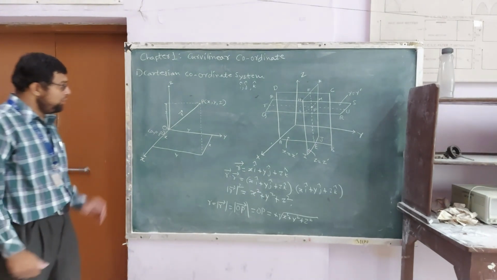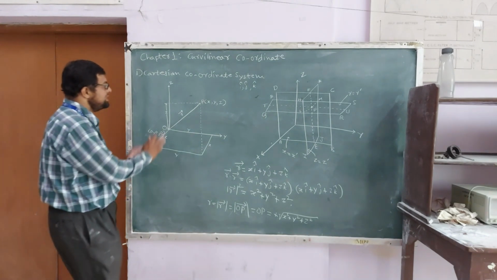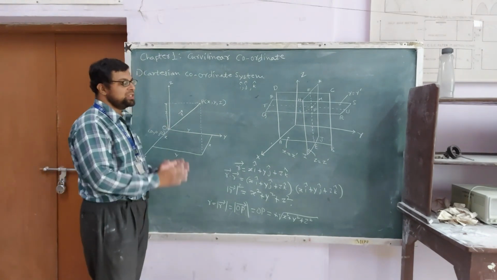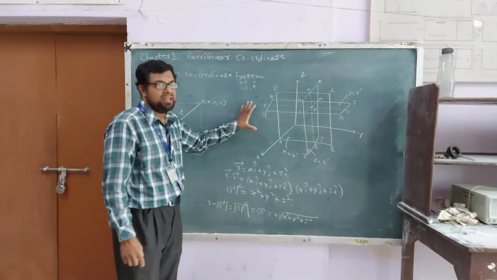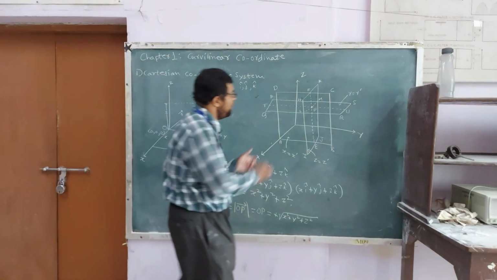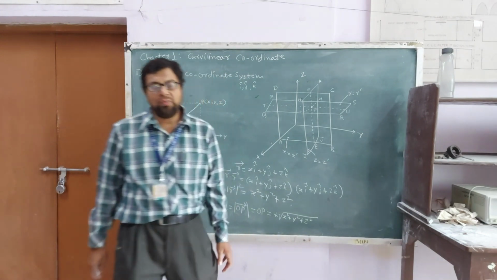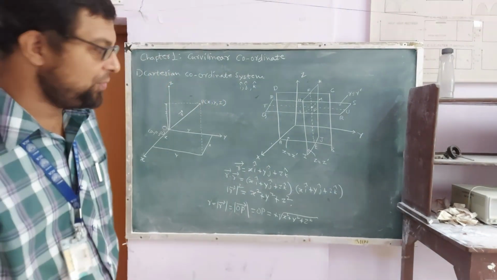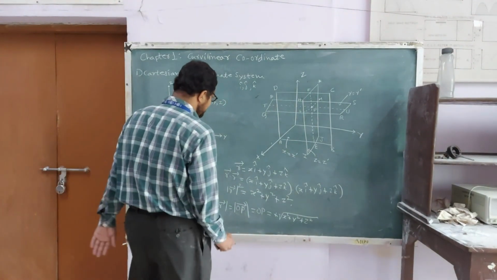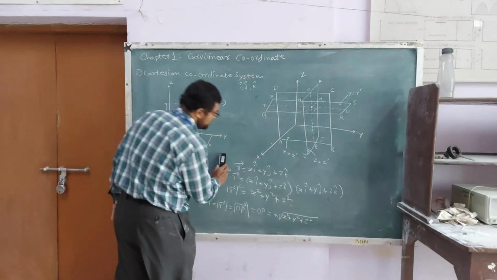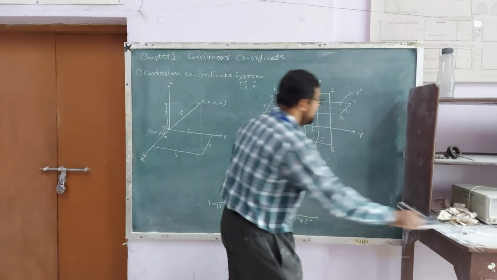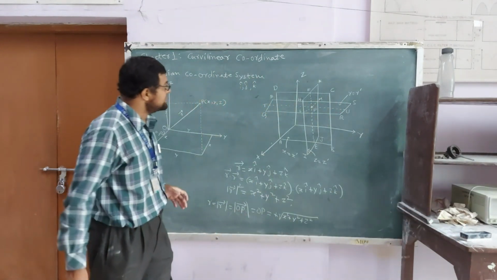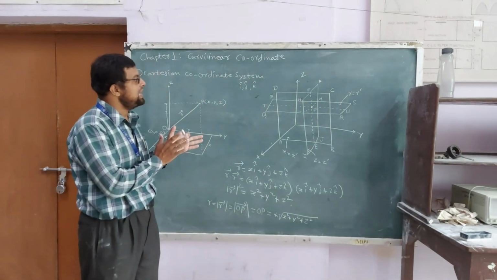Okay. Now any point can be considered as a point of intersection of three different planes. So that is what I have drawn here. To save time, I have already drawn this here. So we shall consider the three different planes. I can explain it here. So we will consider the three different planes here.